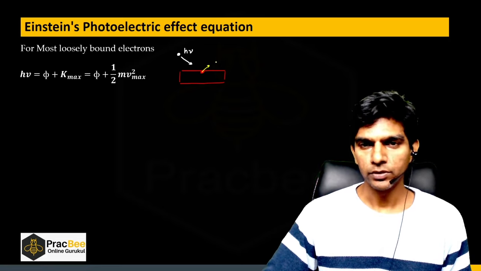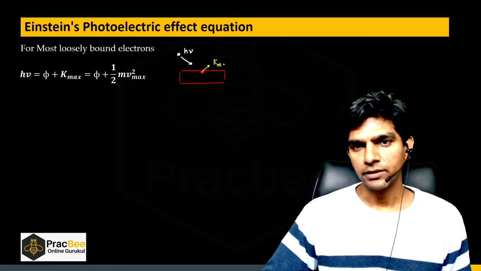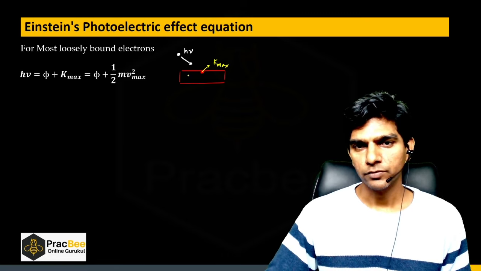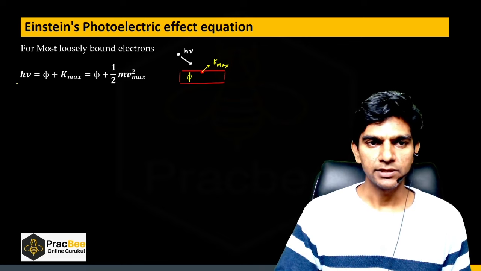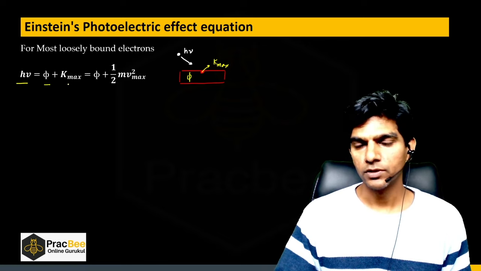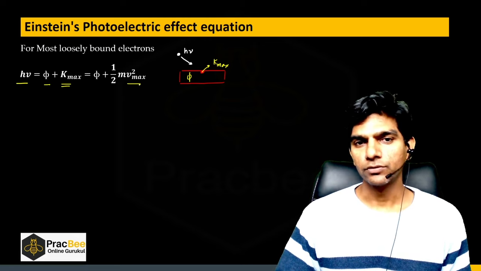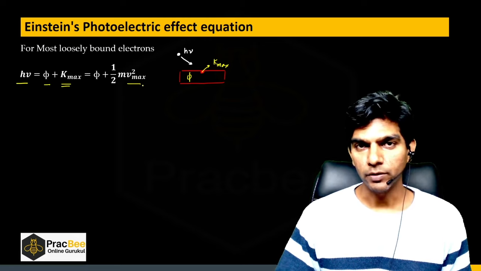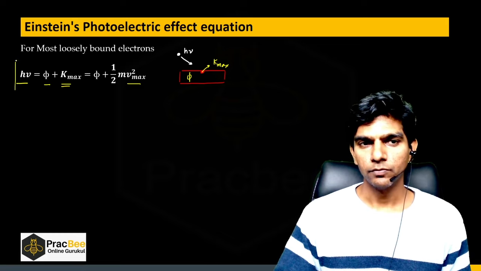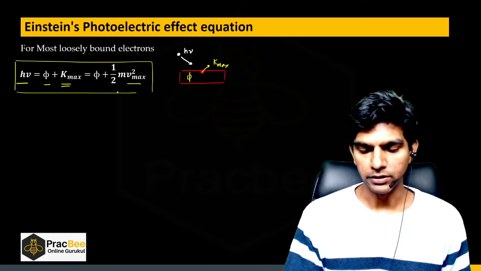This electron will come out with a certain energy. Let's say the energy is K max, and the work function of this metal is phi. So we can say h nu is the sum of the work function and the maximum kinetic energy. The maximum speed of the photoelectron will be V max. So from this equation, we can find the desired physical quantity.